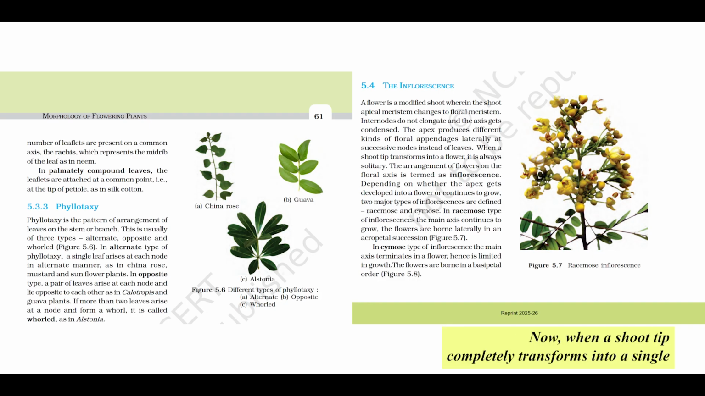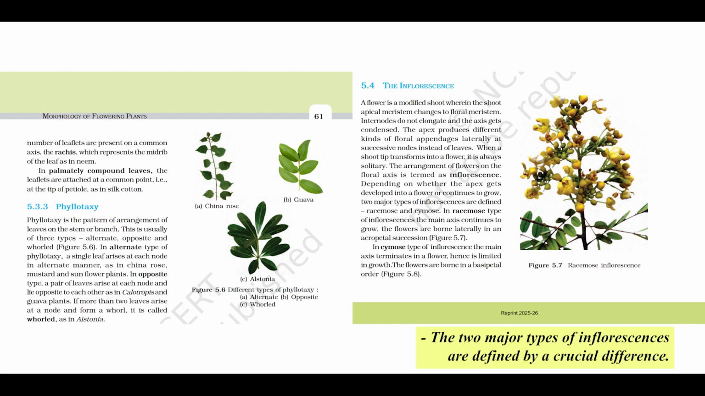Now, when a shoot tip completely transforms into a single flower, well, that's just called a solitary flower. However, when flowers are produced in a specific cluster or arrangement on the floral axis, that entire arrangement is termed the inflorescence. It's basically the way flowers are presented or grouped on the plant. So an inflorescence is a group or arrangement of flowers on an axis. What are the main ways they can be arranged?